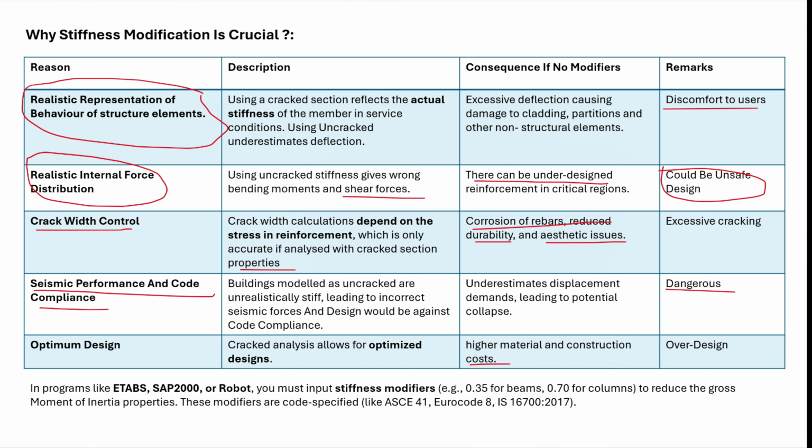In programs like ETABS, SAP2000 or Robot, you must input stiffness modifiers like 0.35 for beams and 0.7 for columns. This is to reduce the gross moment of inertia properties of elements. These modifiers are code specified, like ASCE 41, Eurocode 8, and Indian code.